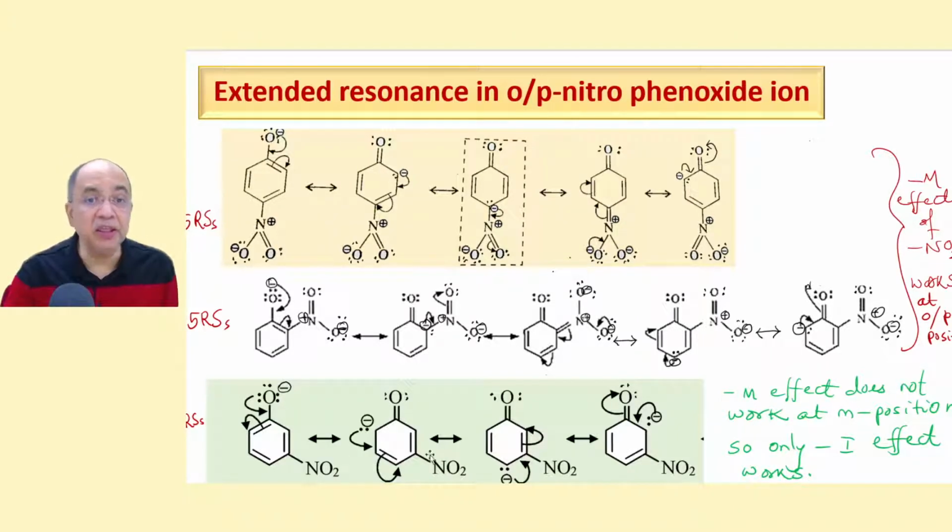And all these three will be stronger than phenol, because anyhow this is a minus I group here in the meta position, and this is a minus M group in the ortho-para position. Doesn't matter, it will stabilize the phenoxide ion. So this I am explaining in advance.